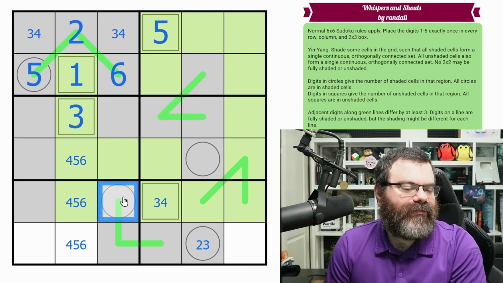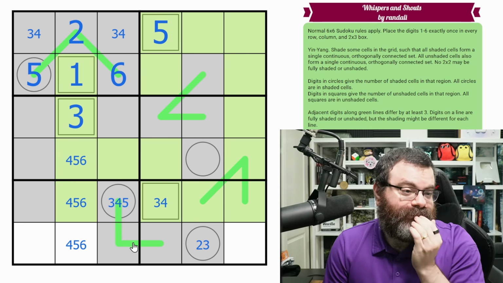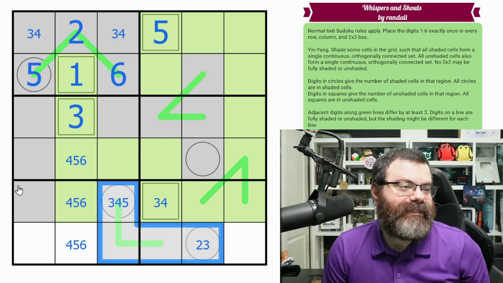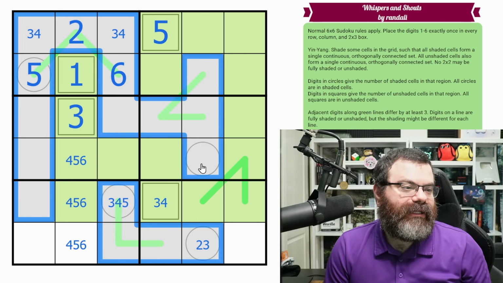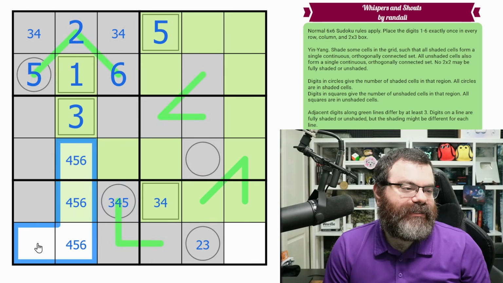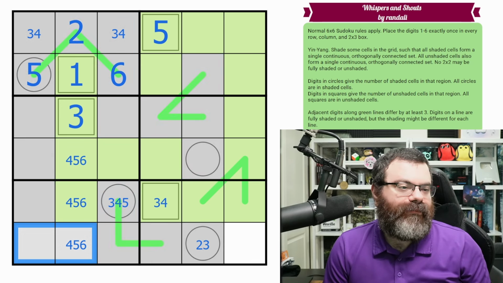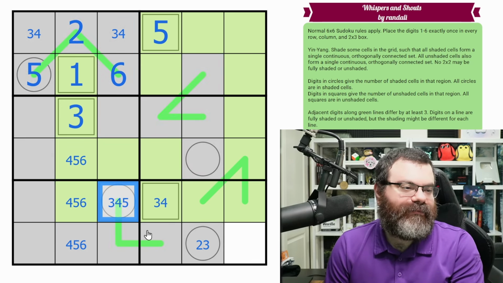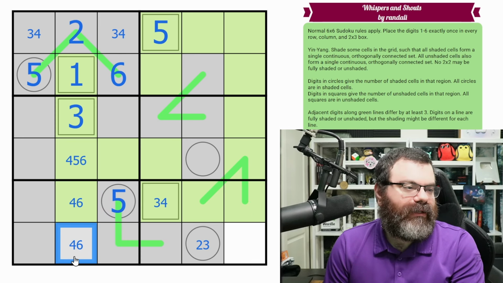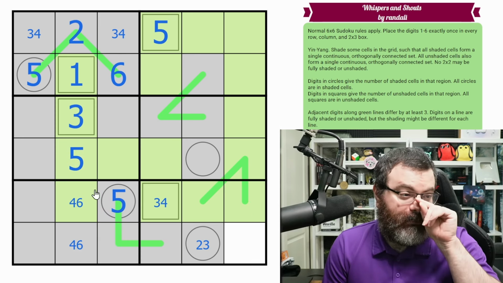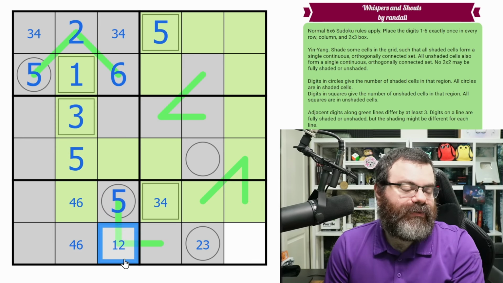This circle could be anywhere from 3 to 5. 3, 4, or 5. This glob here is actually not connected yet to this glob. And now there's only one way to do it, which is to connect here and here. Okay, and so this is actually a 5. That places the 5 here. And so now this is 1 or 2.